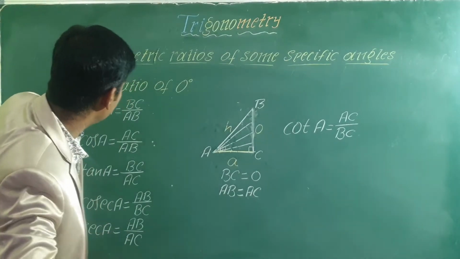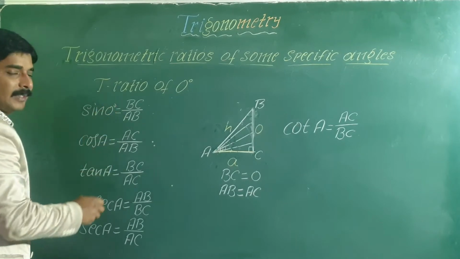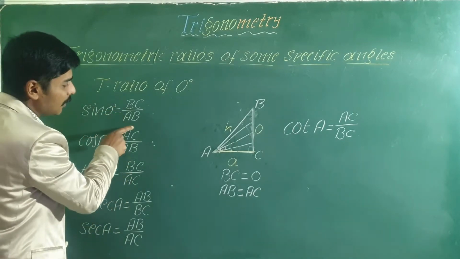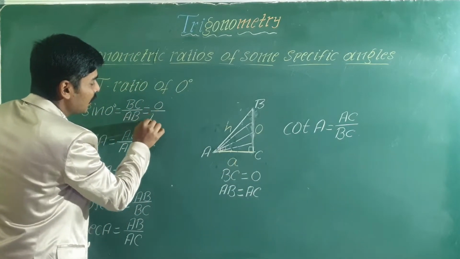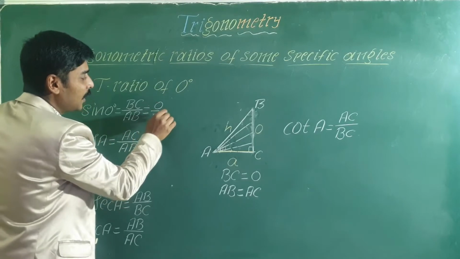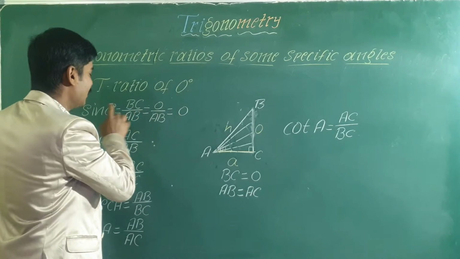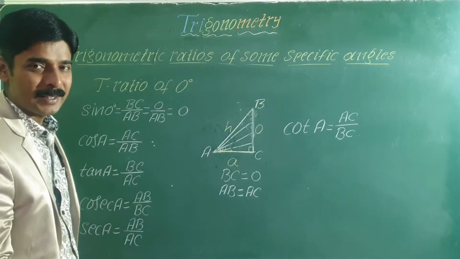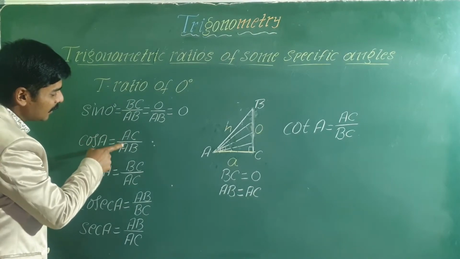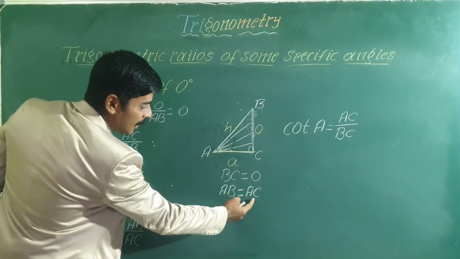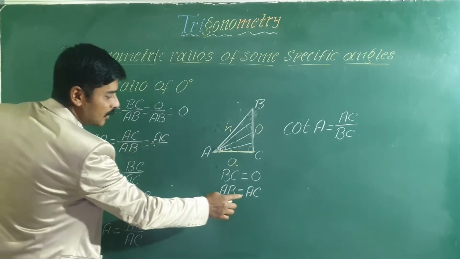Now let us find the value of sin 0 degree. Sin 0 degree is BC by AB. But what is BC? BC is 0. So 0 by AB. 0 divided by anything is 0. So what is the value of sin 0 degree? It is 0. Now similarly for cos A. Cos A is AC by AB. See, AB and AC are equal. So we can write AC by AB is equal to 1.